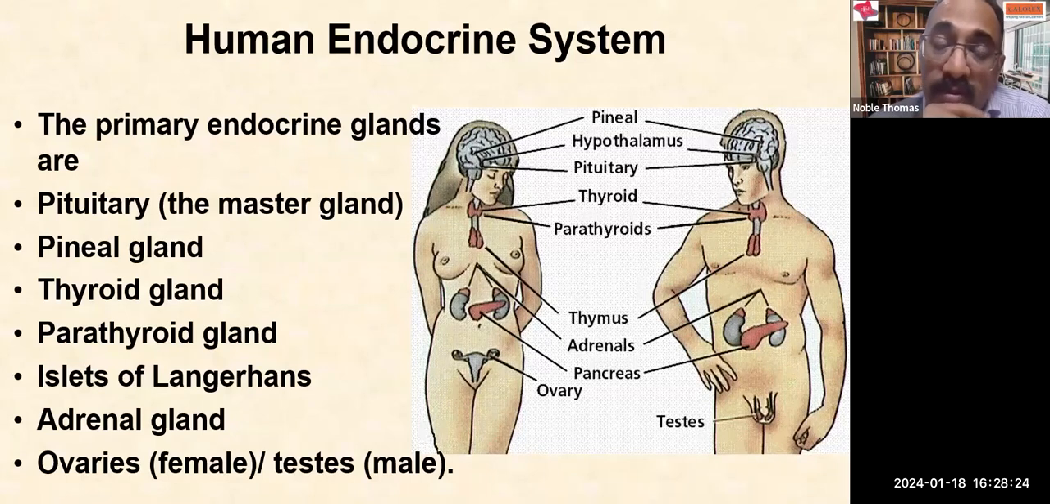For example, it produces another hormone called TSH, thyroid stimulating hormone. Under the influence of that, the thyroid gland will work. It can produce FSH, follicle stimulating hormone, and under the influence of that, there is an effect on the ovaries and the testicles. So there are many such glands which are under the control of the pituitary. That is why it is called the master gland. So the pituitary produces many hormones.